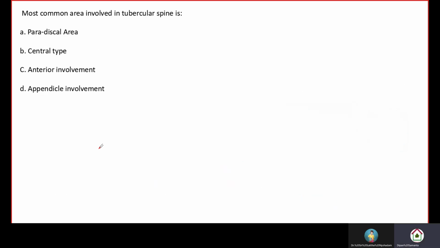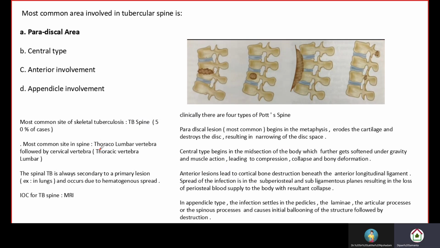Most common area involved in tubercular spine, Pott's spine: paradiscal, central, anterior involvement, or appendicular. Paradiscal is the most common type of Pott's spine or tubercular spine. It begins in the metaphysis, in between two discs, erodes the cartilage, and destroys the disc, resulting in narrowing of the disc space.